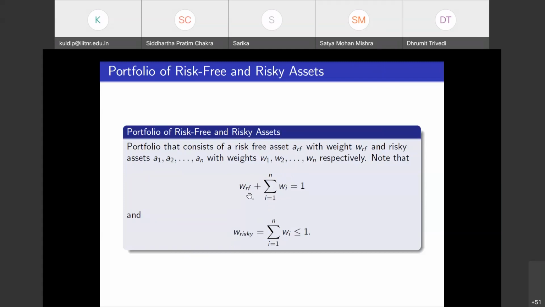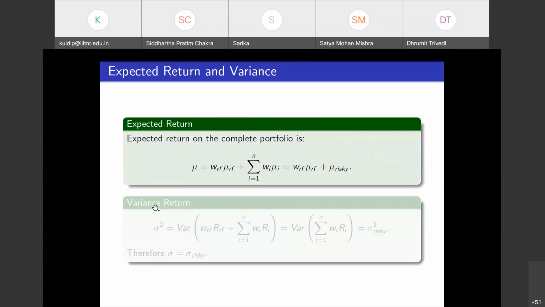Summation of WI is 1 minus WRF. So I now have two weights, WRF plus W risky equal to 1, and naturally this W risky is going to be less than or equal to 1, assuming that your WRF is not going to be negative. So then I again calculate the expected return as before.